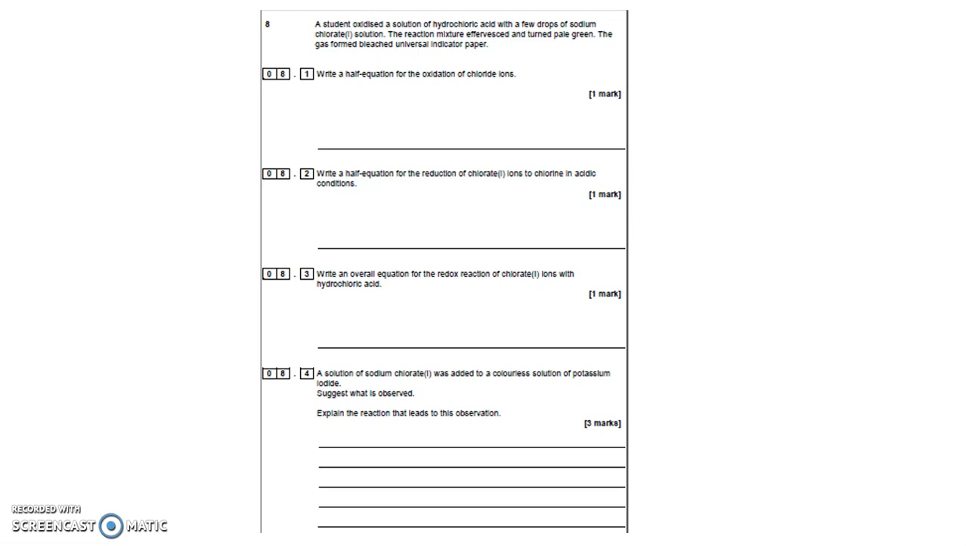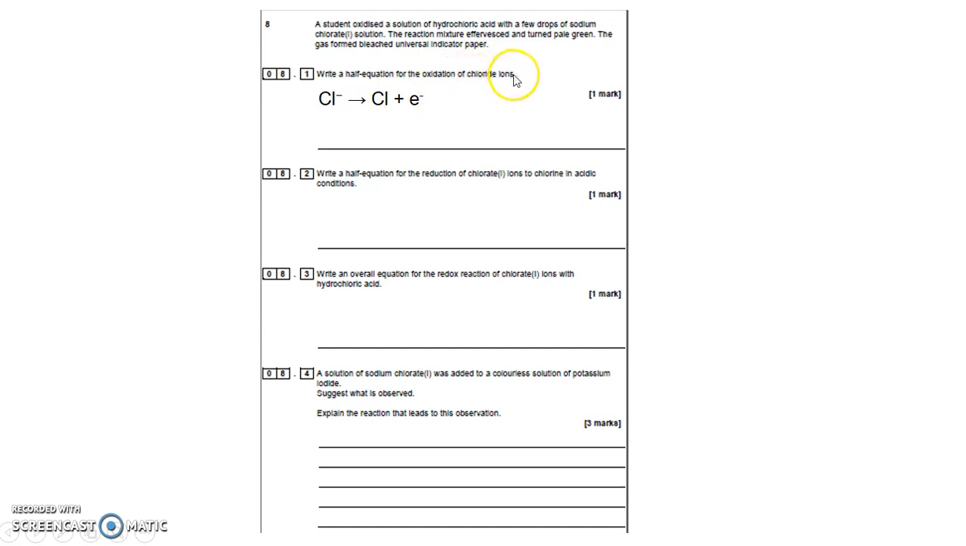Write a half equation for the oxidation of chloride ions. Now a chloride ion is a chlorine atom that's gained an electron. Chlorine, Cl, is in group 7 of the periodic table. It wants to gain 1 electron, so it wants to form Cl- ions. That's what a chloride ion is. Now if it's oxidized, oxidation is loss, so the Cl- ion is losing an electron. So it looks a bit like this. That's a chloride ion, a chlorine atom that's gained an electron.